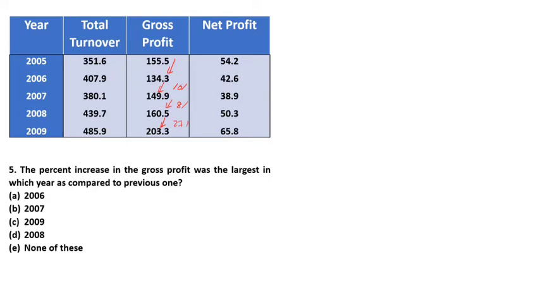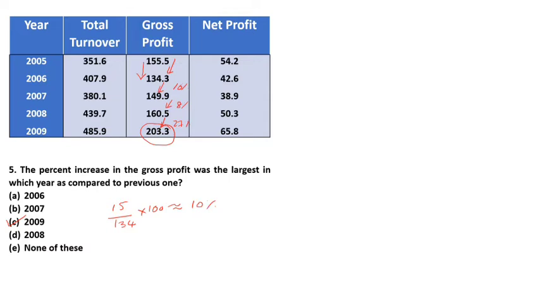So in which year was the percentage increase of gross profit largest? The largest was from 2008 to 2009. So 2009 is the largest increase. So accordingly you can mark 2009 as the correct option. So you can see here 155 to 134, there is a decrease in percentage. 134 to 149, so there is a difference of approximately 15 rupees. So 15 out of 134 multiplied by 100, you will get approximately 10 point something percent.